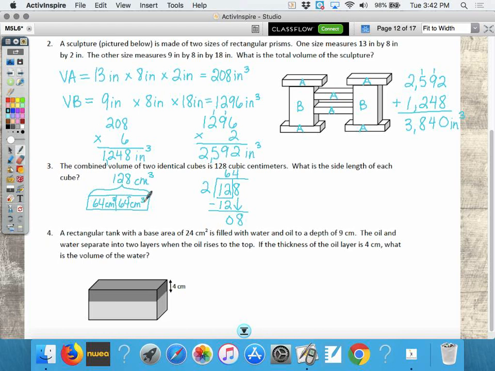Now it says, what is the side length of each? So we have to figure out what 3 numbers we can multiply together to get 64 cubic centimeters. These will each have a label of centimeters on them. Now what times what equals 64? 8 times 8 equals 64. Is there a way we could use the same number 3 times and it would be 64? So talk with your table group about that.